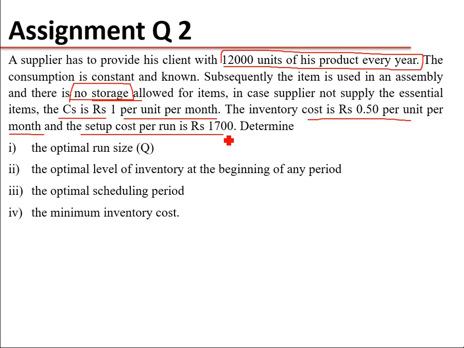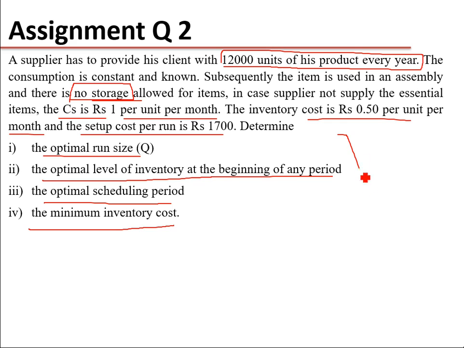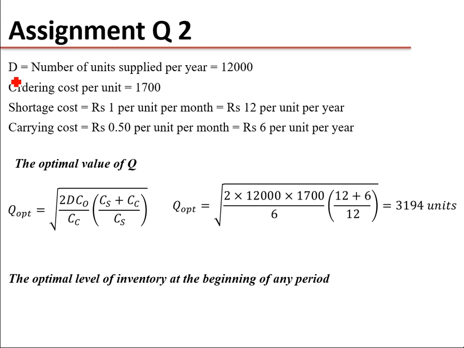The setup cost, that is the ordering cost, is given as 700 rupees. We have to find the optimal quantity, the optimal level of the inventory at the beginning of any period, the optimal scheduling period, and the minimum inventory cost. So these are the things we are going to find. Now let's start with this. D is the annual demand, that is 12,000 units. Ordering cost is given.